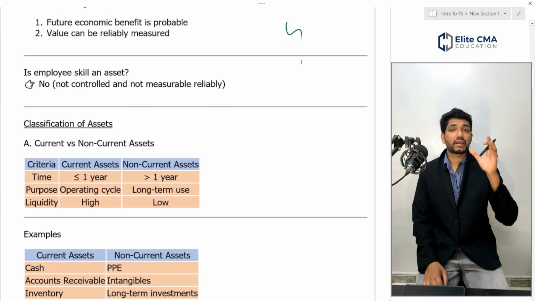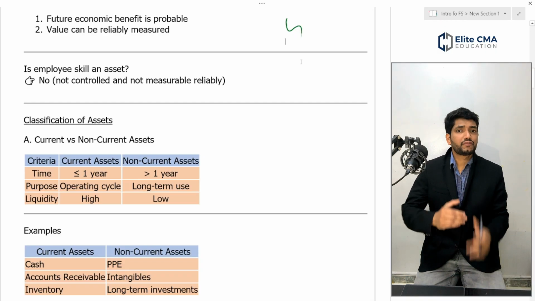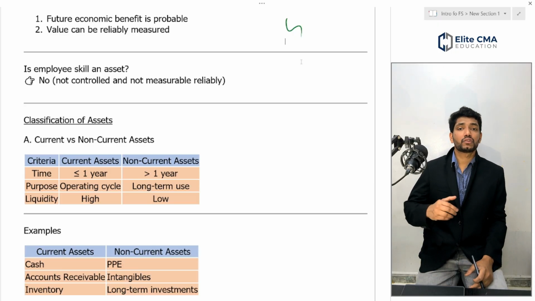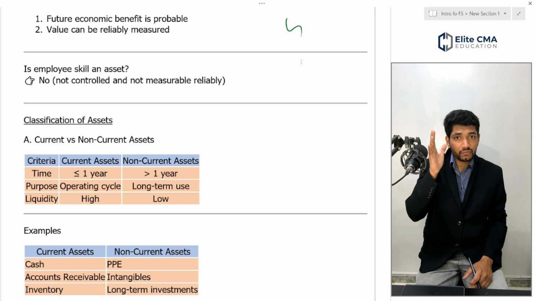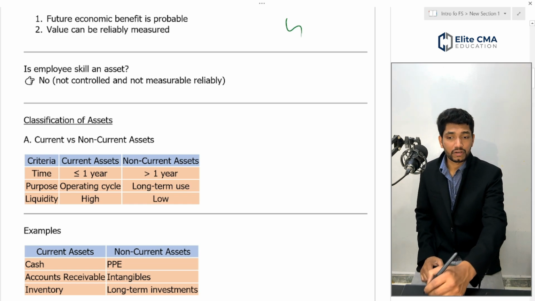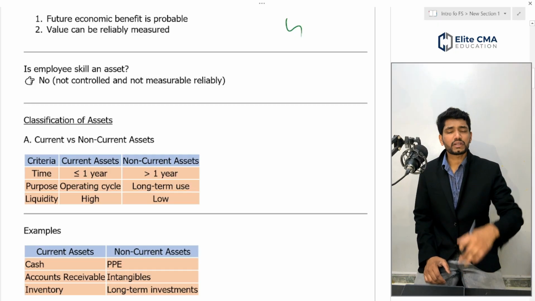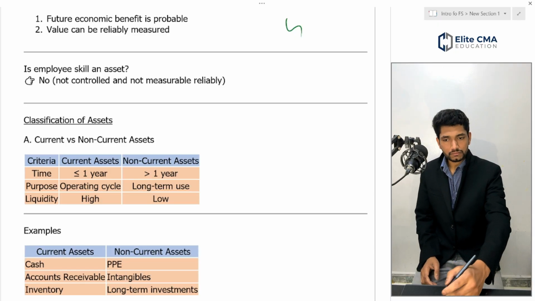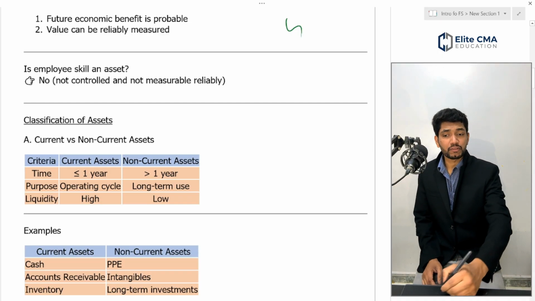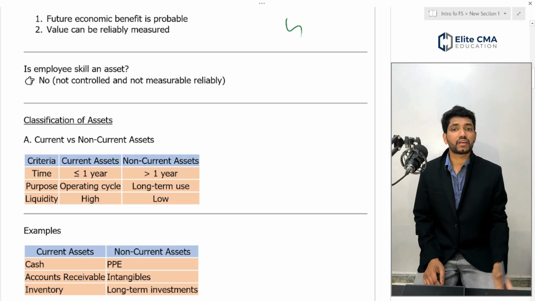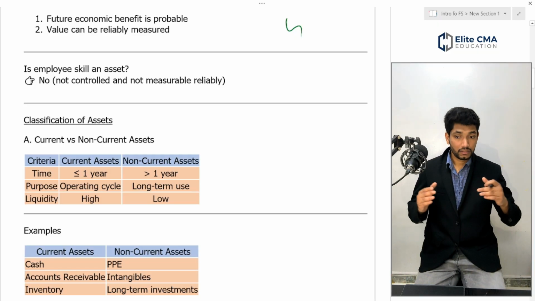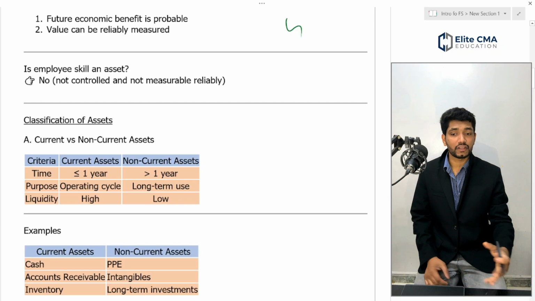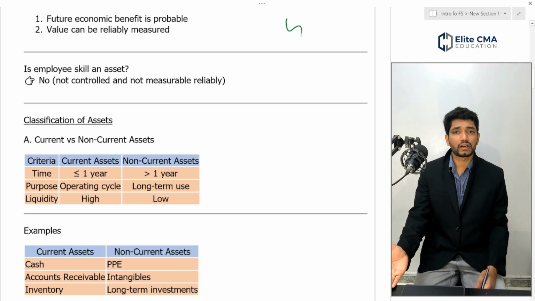Now let's move into classification of assets. The key classification is current assets and non-current assets. Current assets are those assets which are expected to convert into cash within 1 year or less. Non-current assets are those which are not expected to convert into cash within 1 year. The purpose of current assets is to finance the operating cycle or day-to-day activities, and non-current assets are mainly for long-term use. The liquidity is high for current assets and low for non-current assets.